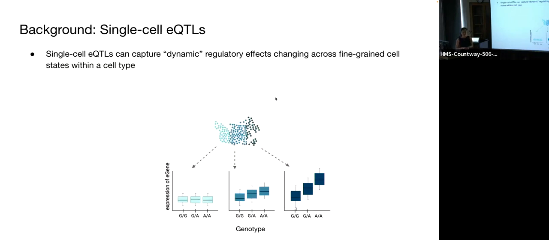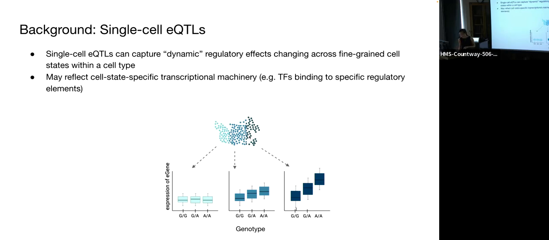And then we can also look to find dynamic EQTLs that are dependent on the cell states within a cell type. So basically everything up until this point, we could have technically done with bulk RNA-seq had we sorted out all these cell populations independently. But now we're trying to be able to capture dynamic regulatory effects that change across fine-grained cell states within this example for T cells. And so biologically, what might be happening when we see these dynamic effects is that it may reflect cell state-specific transcriptional machinery. For example, transcription factors that bind to specific regulatory elements only within certain cell types or cell states.